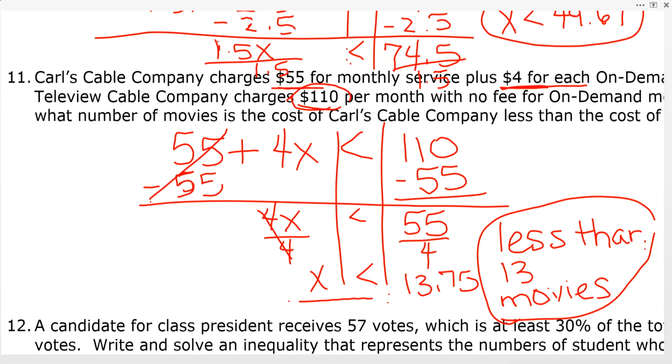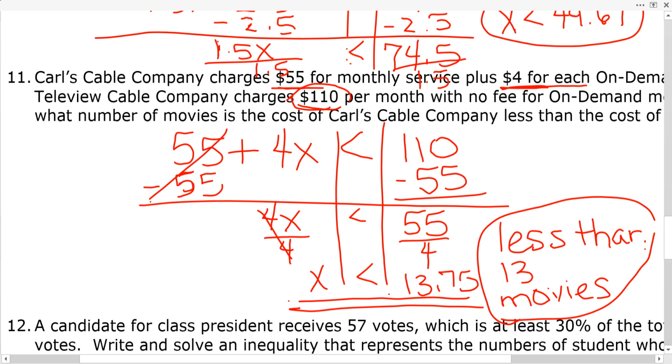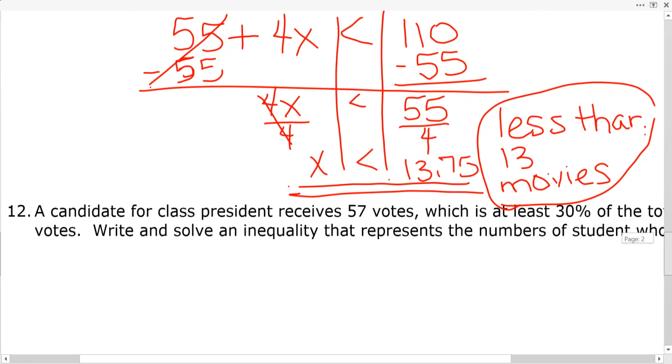Don't forget to look at your answer and think about what it represents. In this case, it's going to be the number of movies. And does a decimal make sense? And if it doesn't, you need to round.